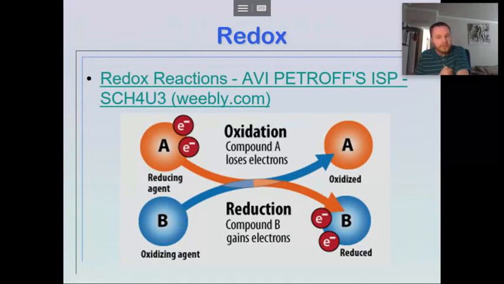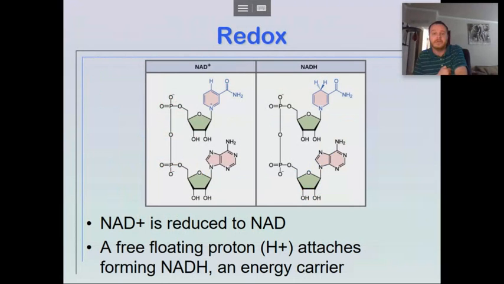But we do need to remember oxidation, losing electron, losing energy. Reduction, adding electron, adding energy. That's really what's critical here, okay? All right, what else we got here?